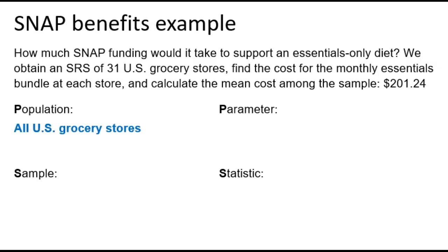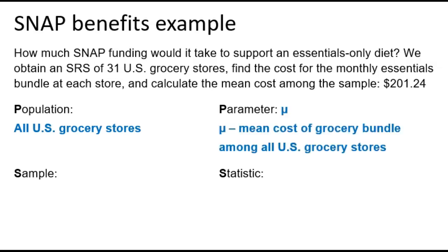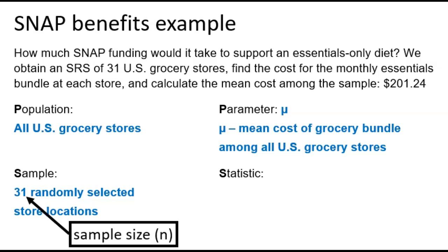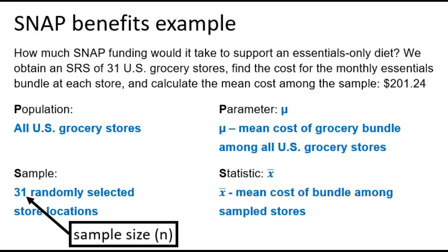All right, so you could see that the population was all U.S. grocery stores, and the parameter that we want to measure is the mean cost for a bundle among all grocery stores, right? Now that's going to be impossible to find, right? So we're going to make some assumptions today, but later on, this is going to be the kind of idea that we have to look at. The sample is the 31 randomly selected store locations, and that's the sample size n.